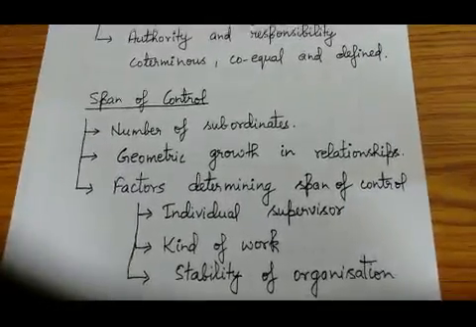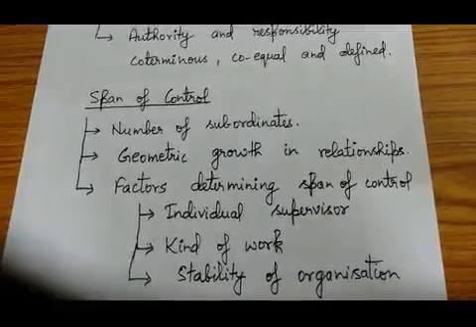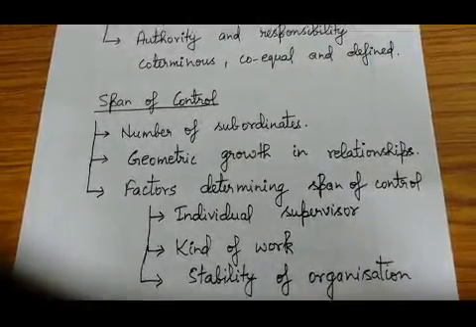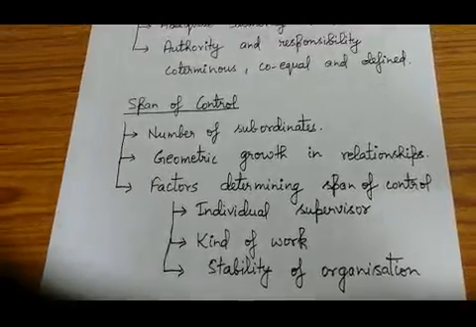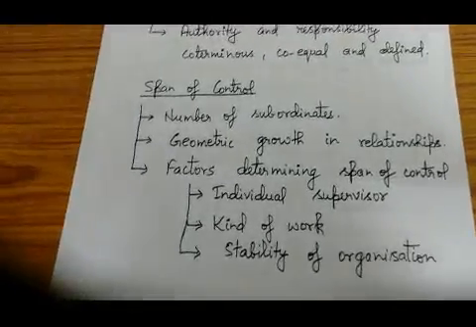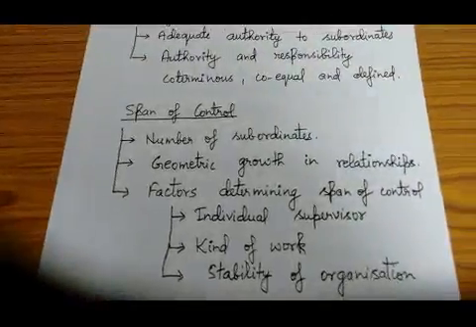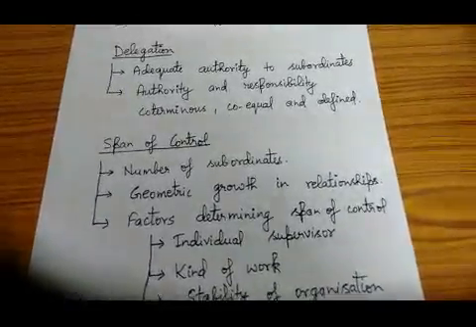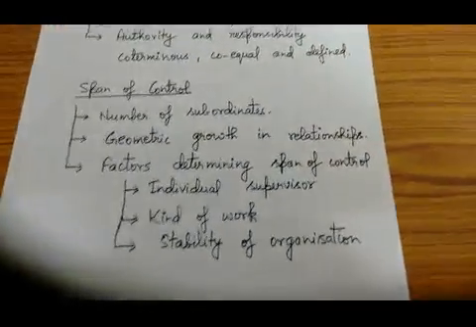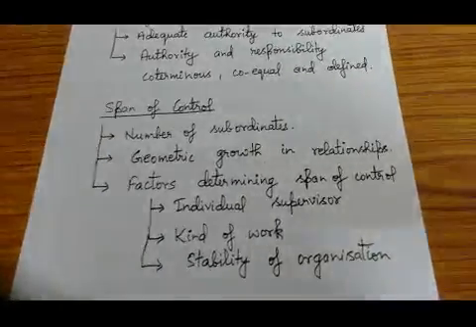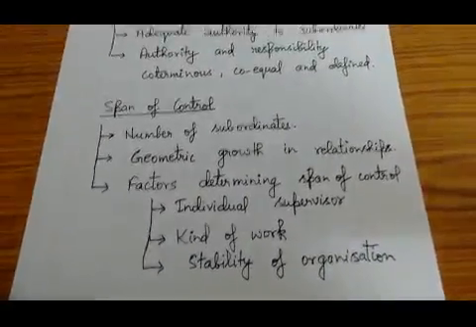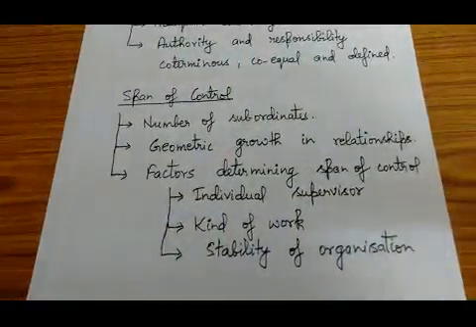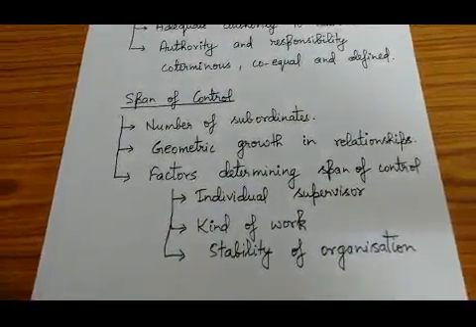So these thinkers say that there is geometric growth in relationships. As the number of people working under you increases, you have to take care of so many relationships, like your direct relationship with those persons, then the relationships between each other, then there will be some group relationships. So they decided that there will be so many relationships that after a particular span, the whole concept of control becomes very difficult for the manager. But this concept is actually false, because span of control depends on so many things.